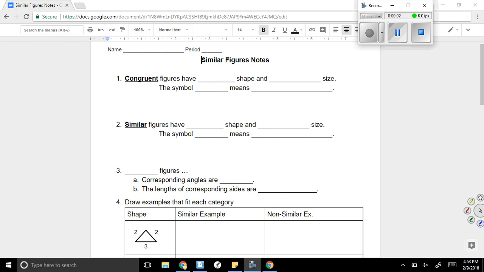All right, so now we're going to be taking some notes on similar figures, which is our last section of our proportions unit. We'll be taking our test soon.